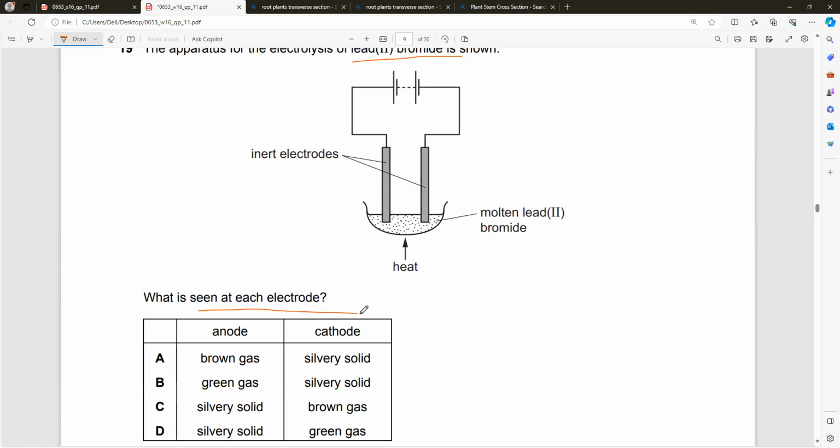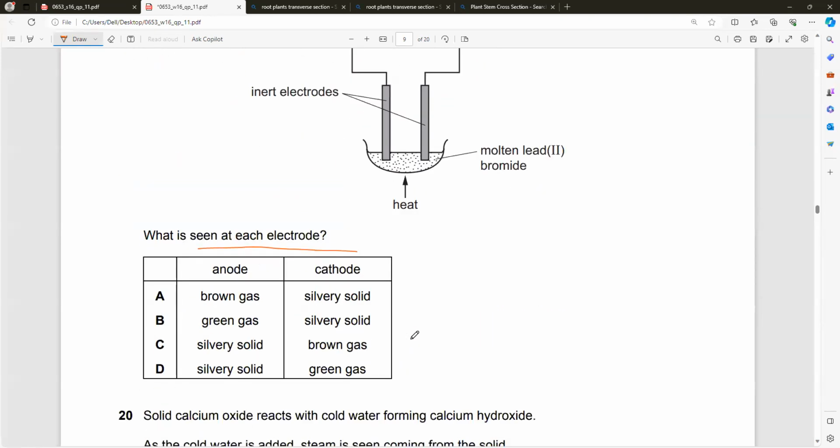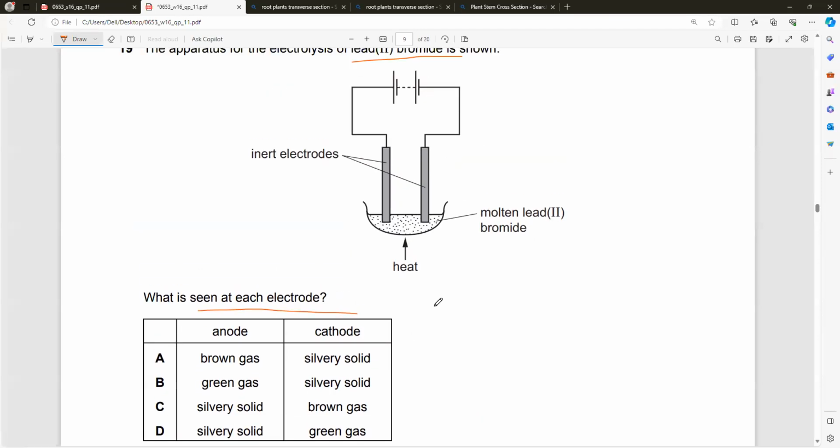What is seen at the electrodes? They are asking about anode and cathode. Anode is a positive charge and cathode is a negatively charged. So which gas will come at the anode? Cathode is a negative charge, so a silver solid will come.